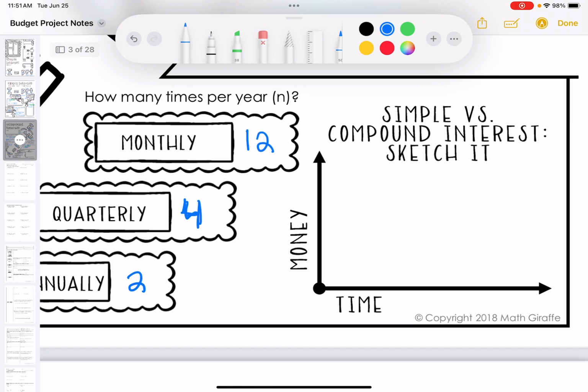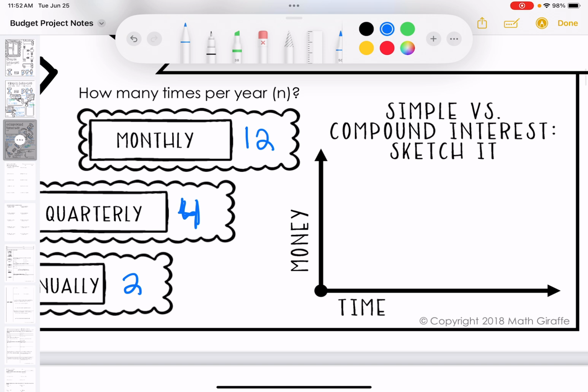All right, simple interest versus compound interest in a sketch. So simple interest is more linear. So it's just going to be a line that's slowly going up. While compound interest, okay, you can make money faster. So it has that exponential growth, that curve to the graph. And then that concludes our notes on compound interest.